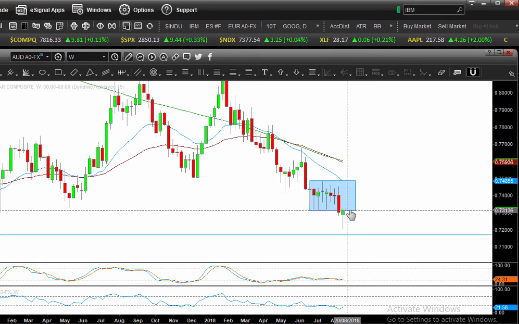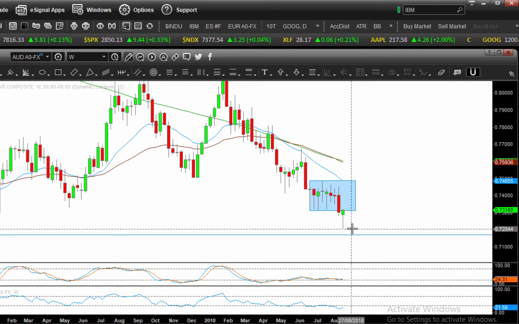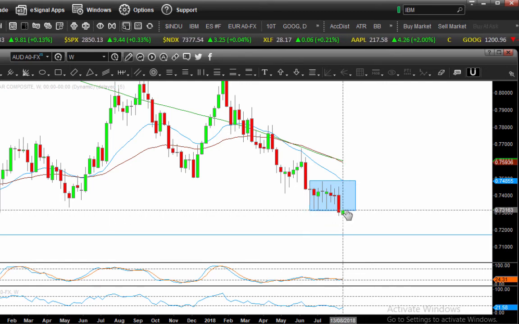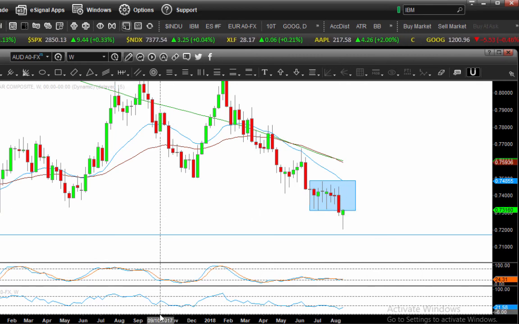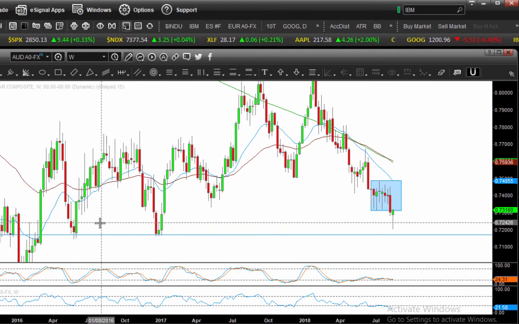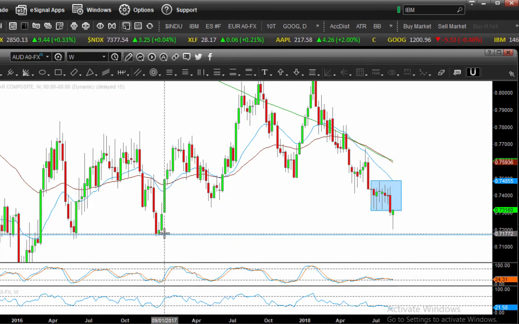But of course, we've got the first opportunity to buy. We've got, just to repeat, an ABCD completion pattern here. It's a false breakout. We've got bullish reversal divergence on the stochastic, and we are as close as damn it to this well-respected level of support.